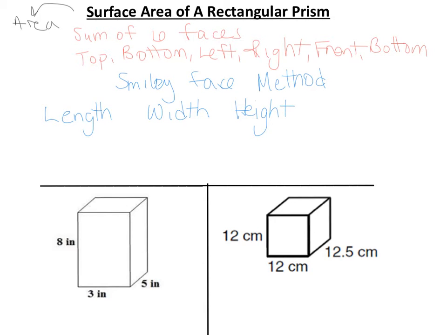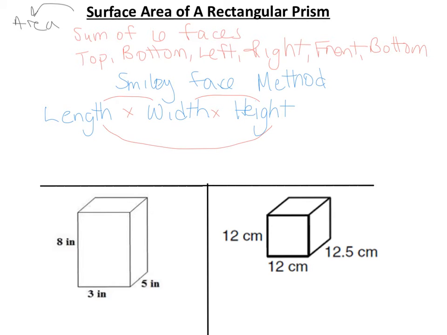Now, we know that each face has 2 of the dimensions. So what we can do is we can multiply the length times the width, the width times the height, and the length times the height. Notice the red makes a smiley face right there? That's why it's called the smiley face method.